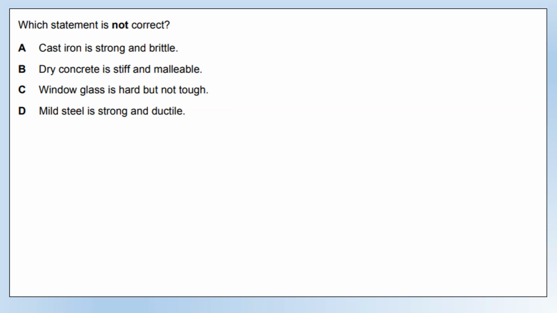Which statement is not correct? Cast iron is strong, yes it is, and brittle, that is also correct. So that whole thing is true. Dry concrete is stiff, yeah. Malleable, no. So that one is wrong. Window glass is hard, yeah, but not tough. That's true. Mild steel is strong, yeah, and ductile, that's true as well. So you can see the only one that's not correct is B.